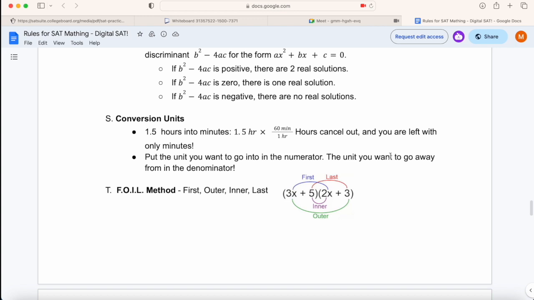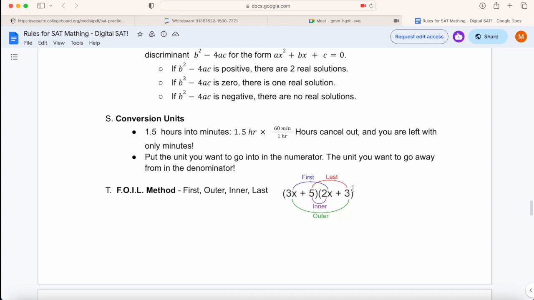It stands for first, outer, inner, last. When you're multiplying polynomials, basically you just multiply the first terms. Those are the ones in blue right here. And then you multiply the outer terms. Then you multiply the inner terms. Then you multiply the last terms. Basically, you multiply each term by each term, at some point, and then combine like terms.